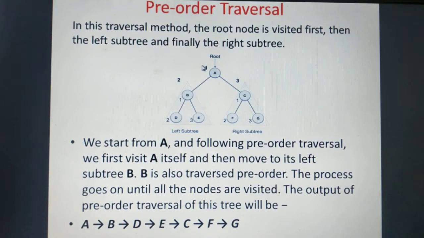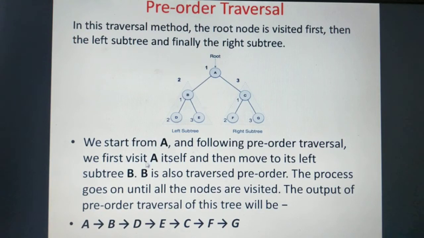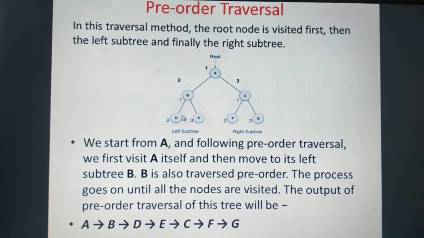So we start from A and then following a pre-order traversal, we first visit A itself, because the sequence of pre-order is root, left and then right. So visit A itself and then move to its left subtree, that is B. Next we again traverse B in pre-order fashion. So what will be the output?